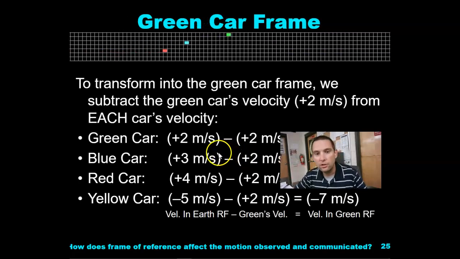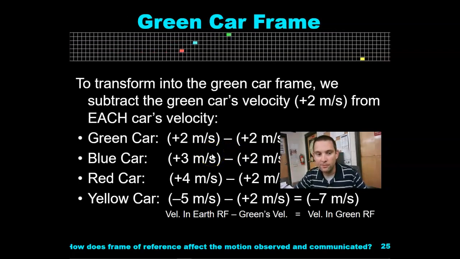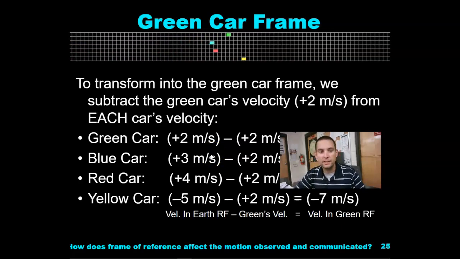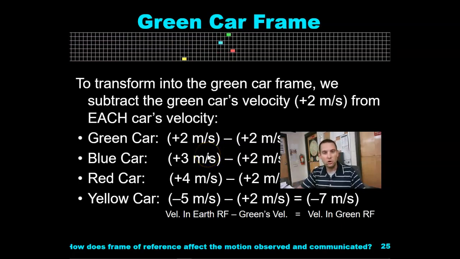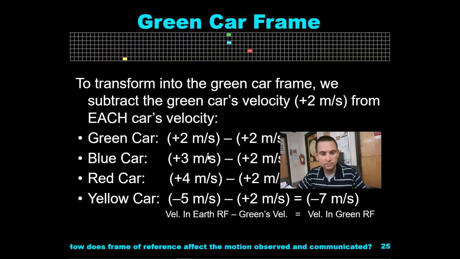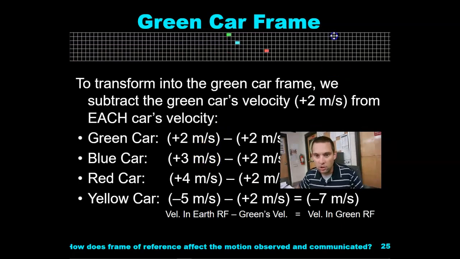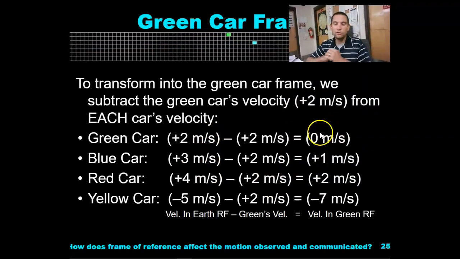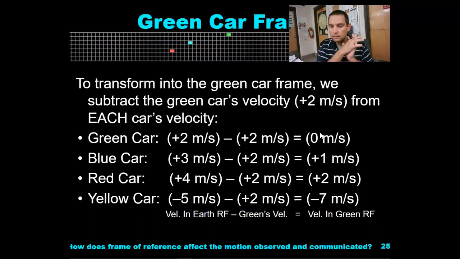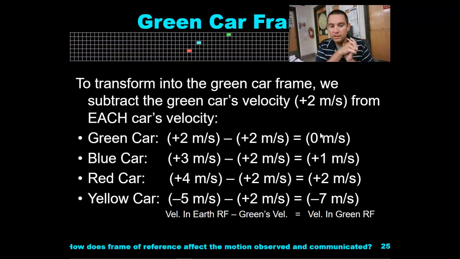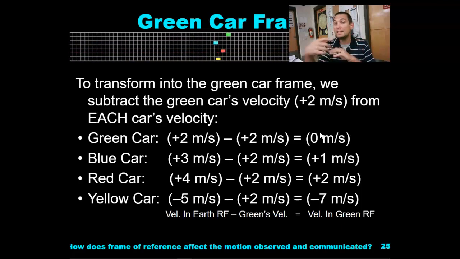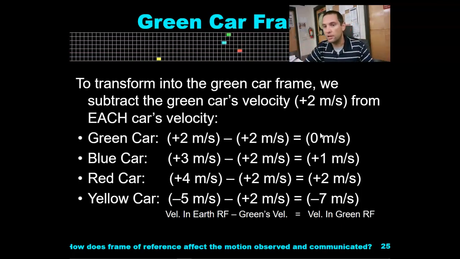To transform into the green car frame of reference, we're going to subtract the green car's velocity, 2 meters per second, from each car's velocity. So, to the green car, get ready. Hold on to your hats for this one. To the green car, you are not moving. But the blue car is moving 1 meter per second, the red car is moving 2 meters per second, and the yellow car is moving 7 meters per second in the opposite direction.